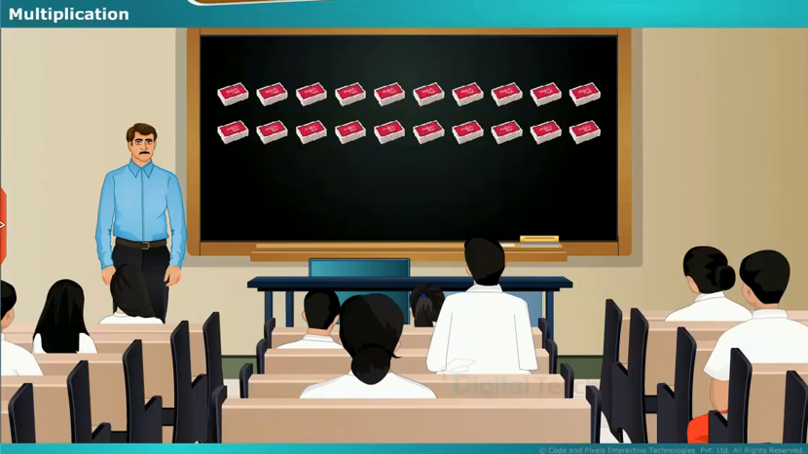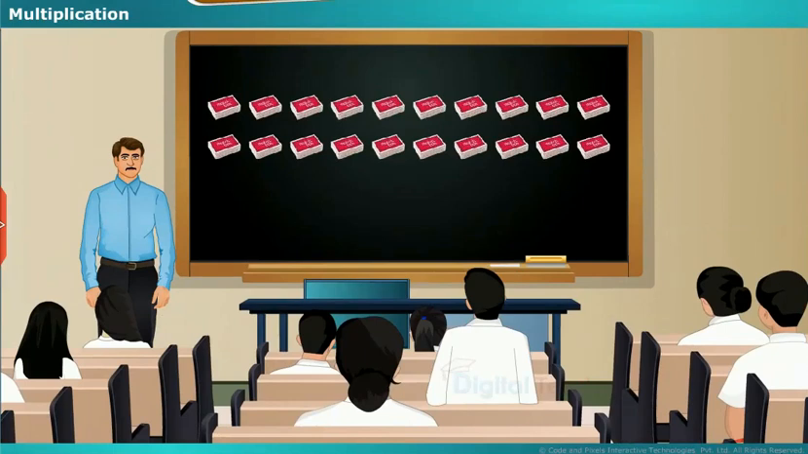It means there are 2 match boxes in 10 columns. We write it as 10 into 2 equal to 20. It means adding 2 10 times. Adding a number again and again is called successive addition.